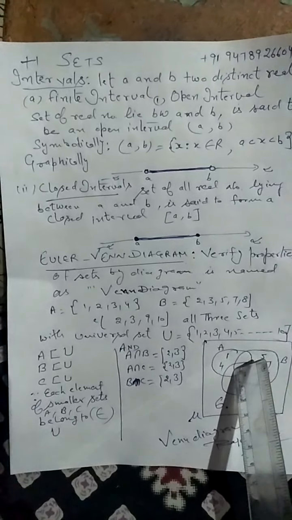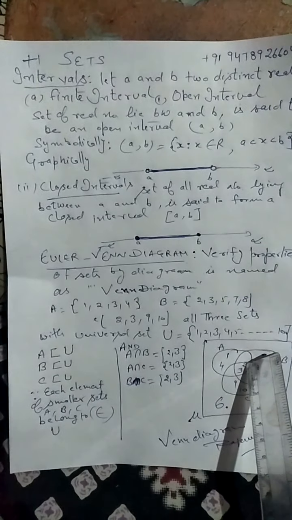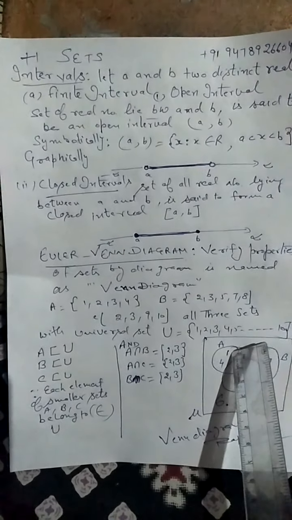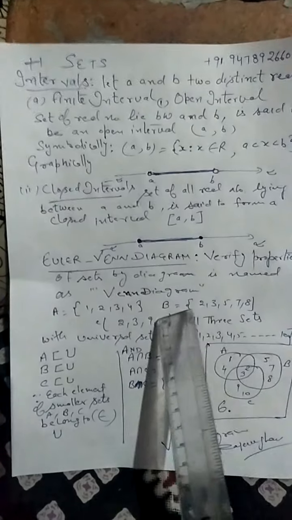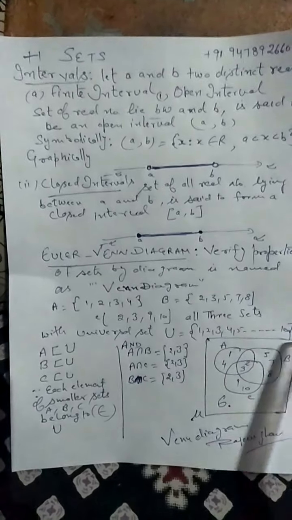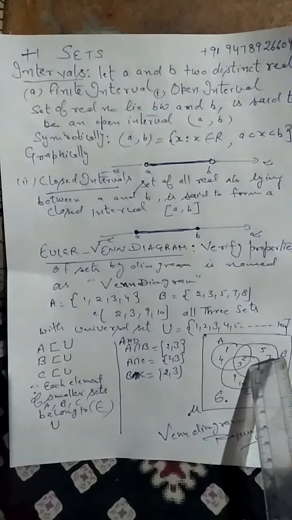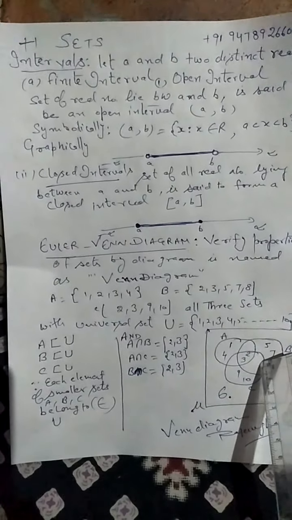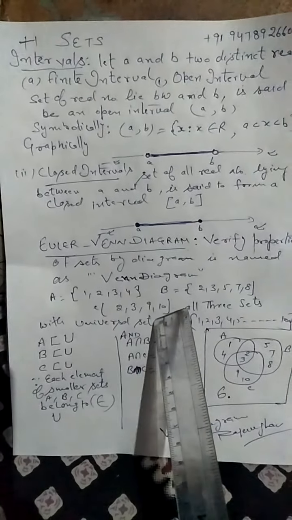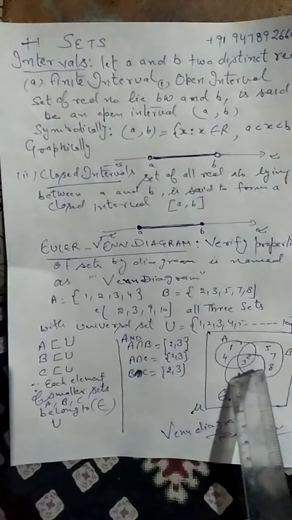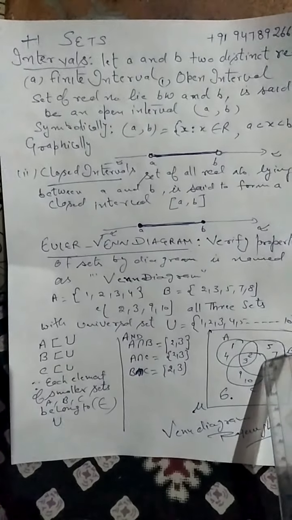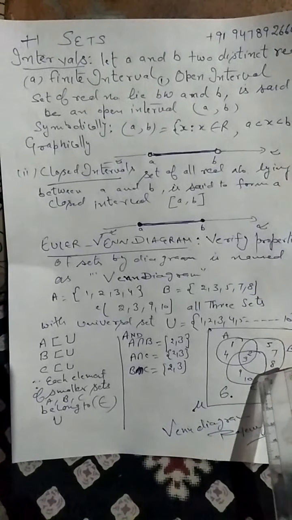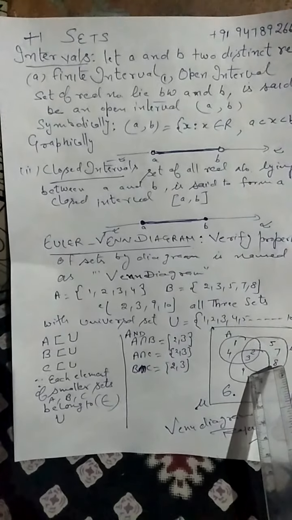Completing the elements of A, 2, 3 is here. The remaining elements 1, 4 are given under circle A. You have elements in B: 2, 3, 5, 7, 8. 2, 3 are already in the intersection. The remaining elements are represented under circle B: 5, 7, 8. And in C: 2, 3, 9, 10. This is a part of C, with intersection point 2, 3 common to all three circles, all three sets. And the remaining part under C is 9, 10.